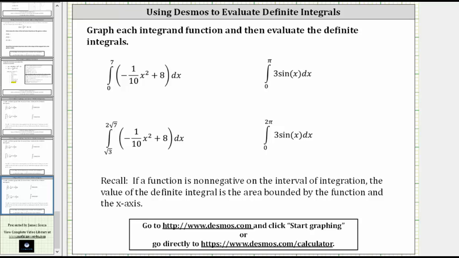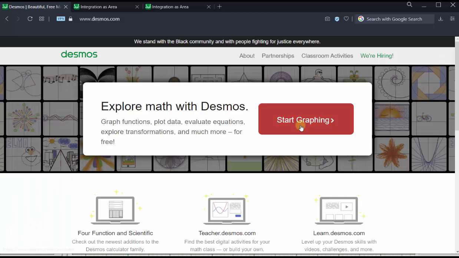In this lesson, we will use Desmos to graph integrand functions and evaluate definite integrals. Let's evaluate the two definite integrals on the left, where the integrand function is negative 1/10 x squared plus 8. We go to desmos.com and click Start Graphing.